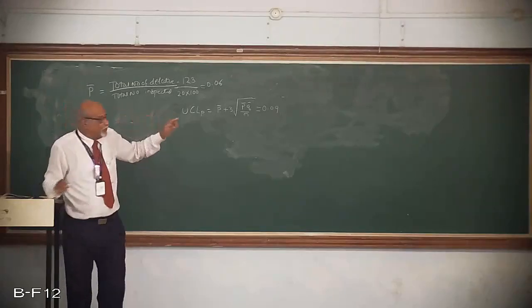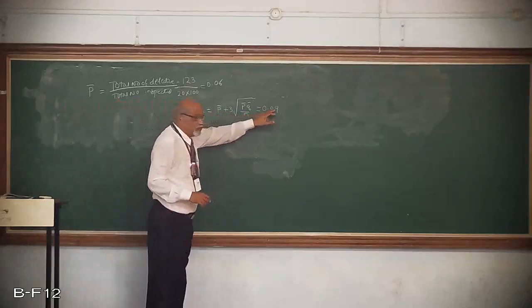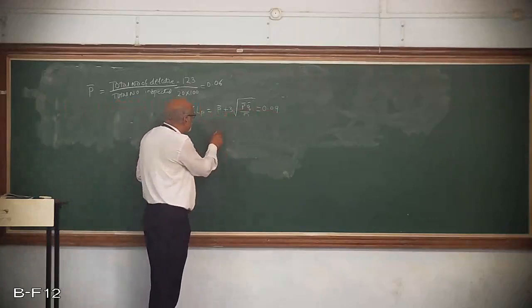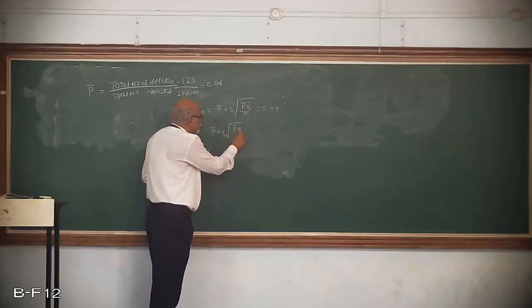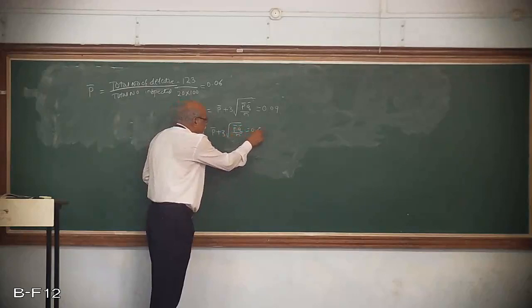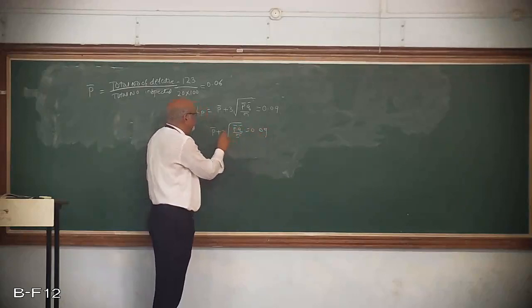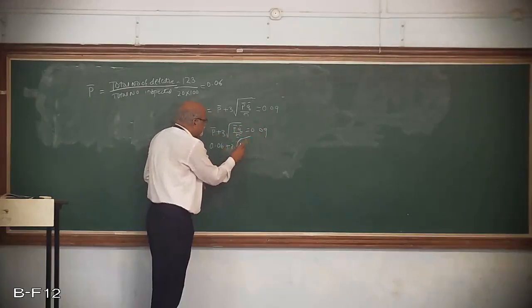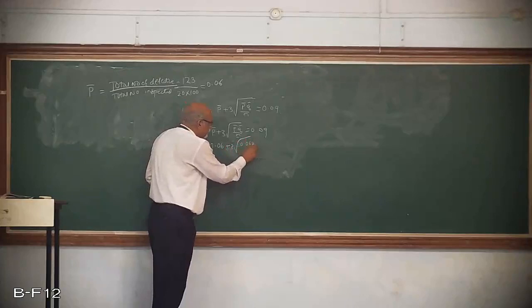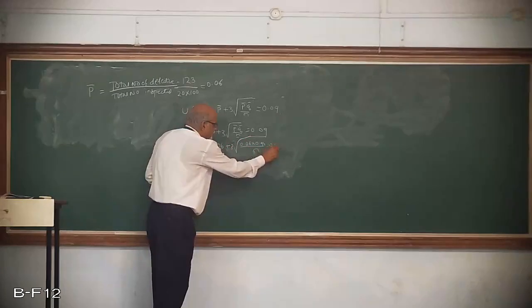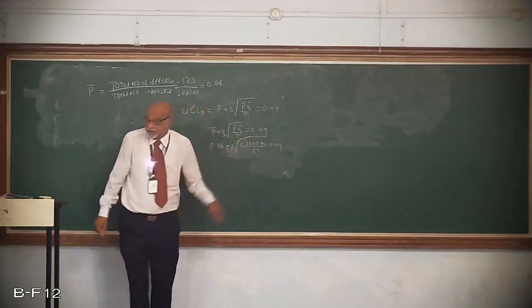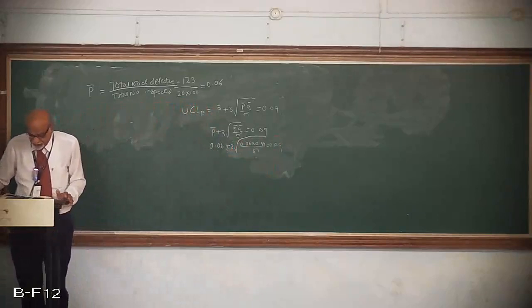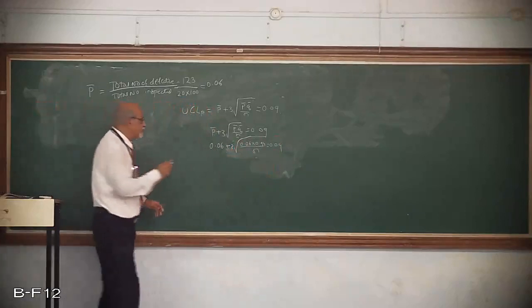Now, which is unknown here? This is 0.09. P bar is known. We want P bar plus 3 under root P bar Q bar divided by N equal to 0.09. He wants us to find N. P bar is 0.06 plus 3 under root of 0.06 into 0.94 divided by N, equal to 0.09. The only unknown is N, and if we solve this, N works out to be 564.